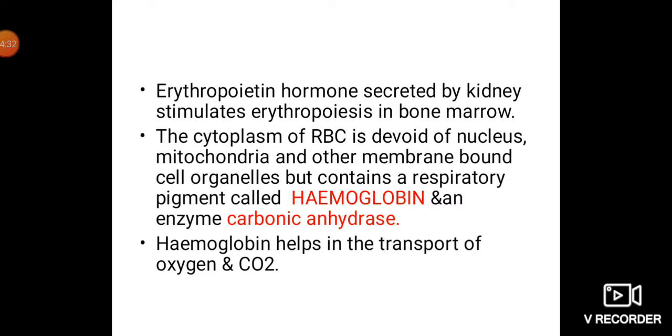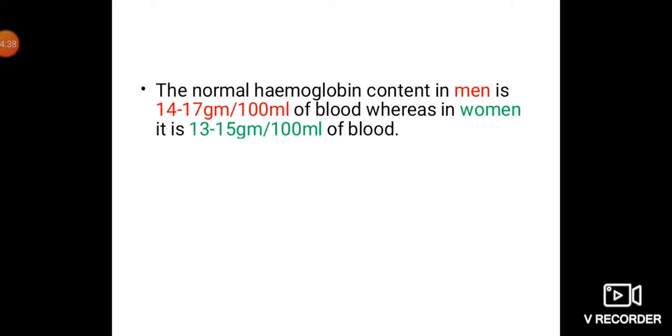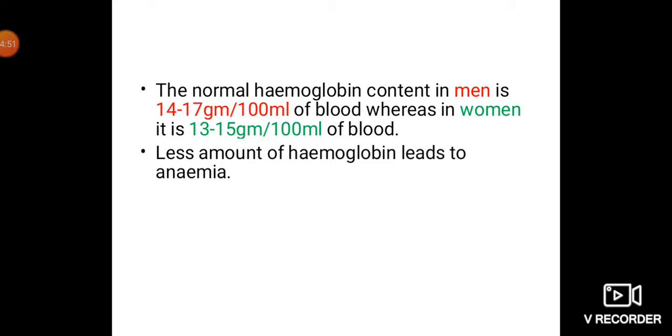Haemoglobin helps in the transport of respiratory gases like oxygen and carbon dioxide. The normal hemoglobin content in men is 14 to 17 grams per 100 ml of blood, whereas in women it is 13 to 15 grams per 100 ml of blood. A lesser amount of hemoglobin leads to anemia.